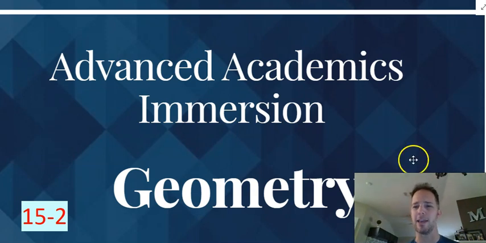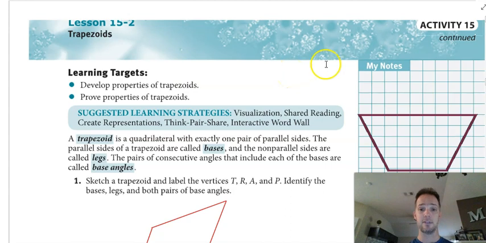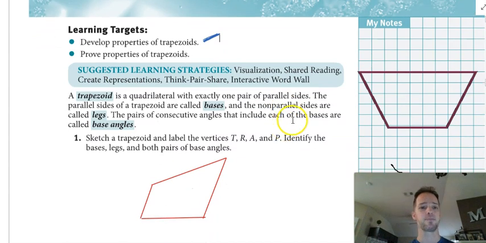We're going to be working on activity 15-2, trapezoids. So let's go ahead. In activity 15, our goal is to develop properties of trapezoids and prove some. We're going to focus on developing those properties, not necessarily proving them. We just need to develop them and use them.